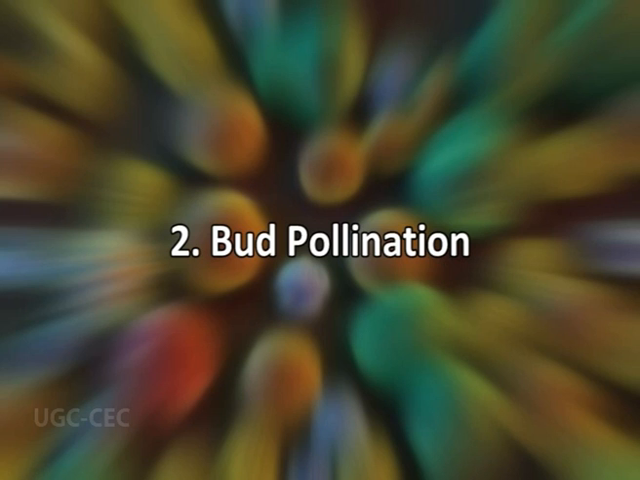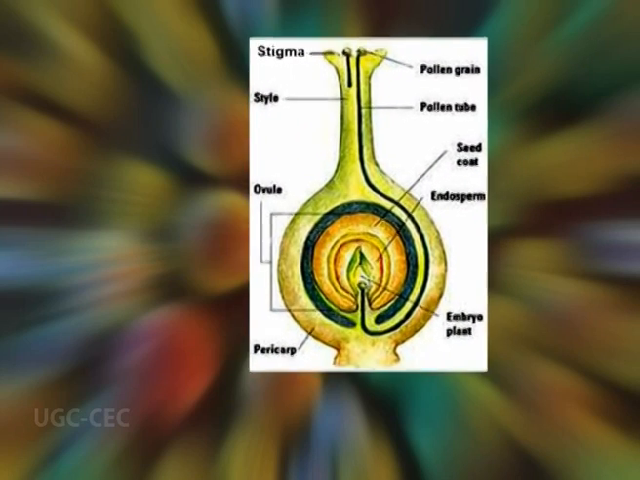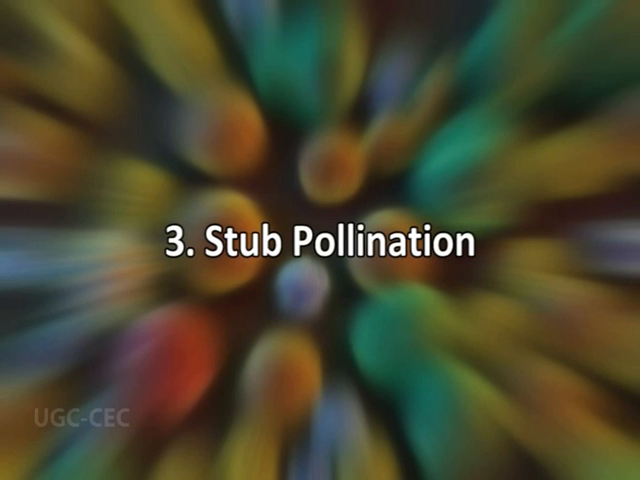Number 2, bud pollination. Pollination at bud stage has been proved to overcome incompatibility. The incompatibility factor does not reside in the stigmatic exudate. In the style, the factor complementary to the pollen factor for incompatibility reaction appears only at or just before anthesis. Therefore, if the stigma is self-pollinated at bud stage, when this factor has not appeared, the pollen tube will grow normally and effect fertilization.